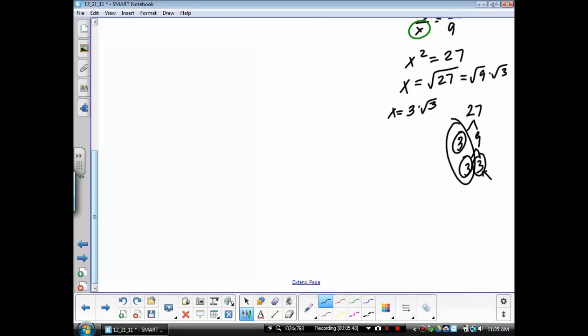Now, using the geometric mean then in Theorem 8.1. Theorem 8.1's corollaries work with the geometric mean. Theorem 8.1 is just about similar triangles. So Theorem 8.1 says if the altitude is drawn to the hypotenuse of a right triangle, then the two triangles formed are similar to the original triangle and to each other.